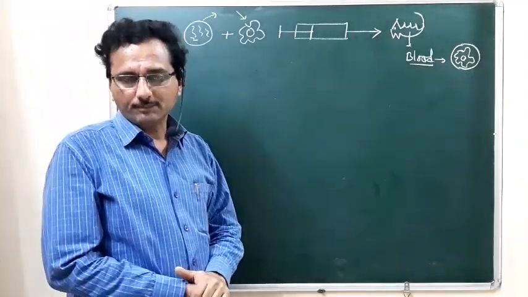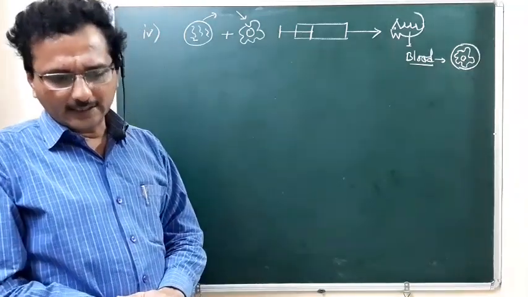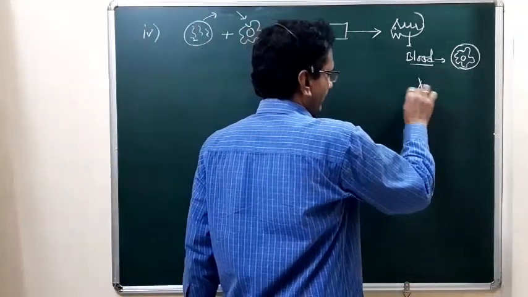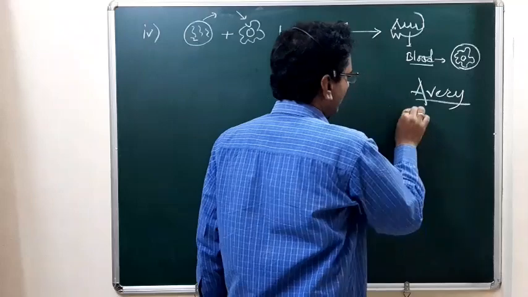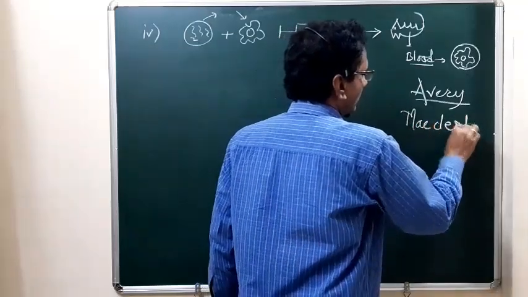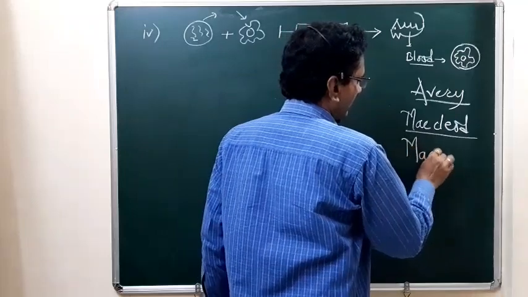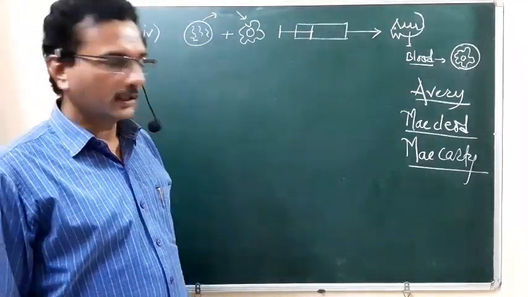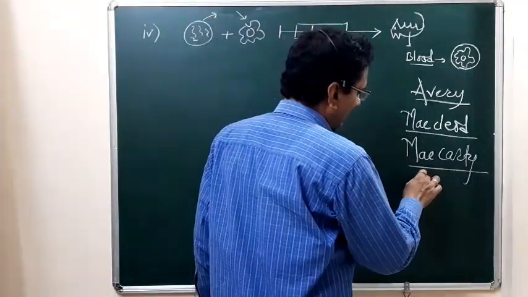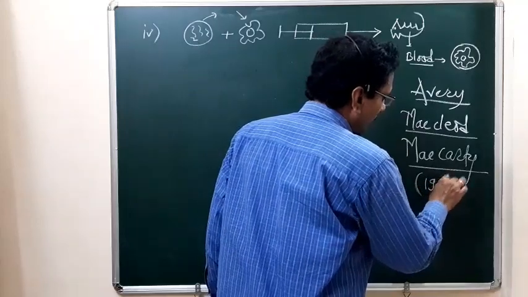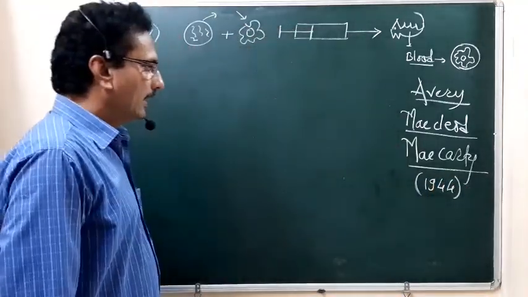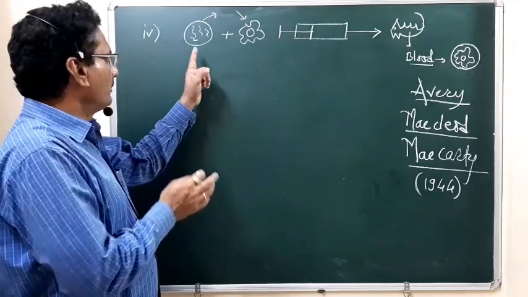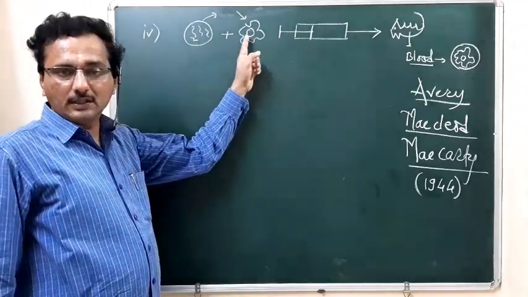Then later on, the group of scientists Avery, MacLeod, and McCarty performed another experiment. In 1944, they performed an experiment to prove what is actually transferred from the heat killed smooth strain to the rough strain.